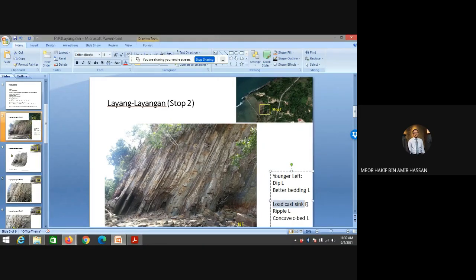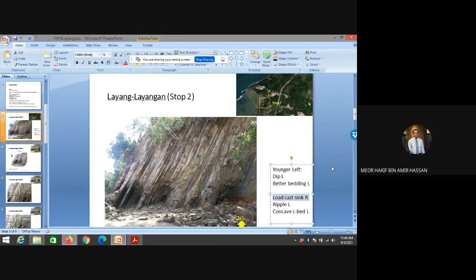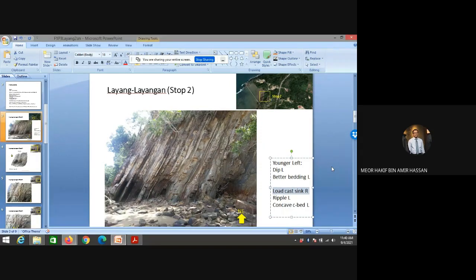These are sedimentary structures, and they are governed by the rules. They are governed by the laws of the universe. They are governed by physics. So quite good indicators, kan? So reliable. Ini boleh. This can really help you. Ripples, crossbeds can really help you.